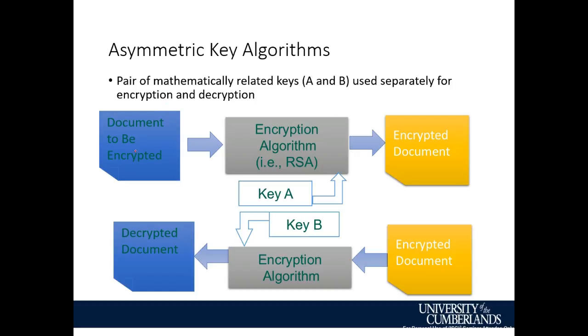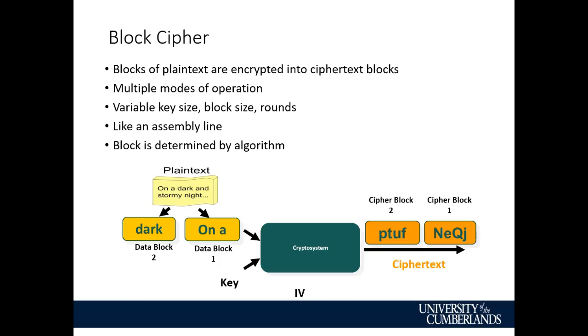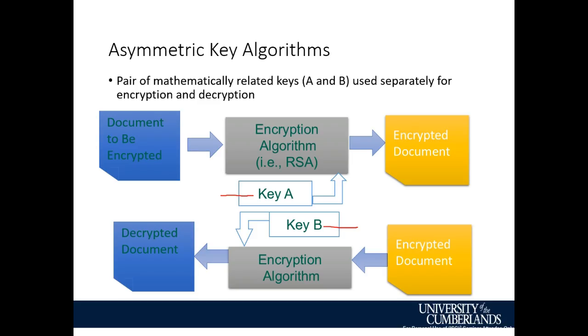So we have multiple keys. Here's our document, it goes through our algorithm, and comes out encrypted with key A, right here. And when we decrypt, here's our encrypted document. It comes through our algorithm in here, and we use a separate key. So we have two different keys. And this makes it a little bit busier, but it also makes it a little easier to use on the internet. We're going to talk about that in a second a little bit more.